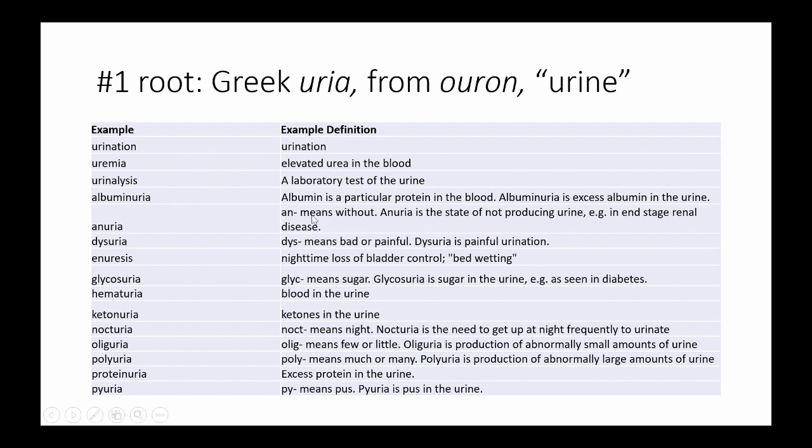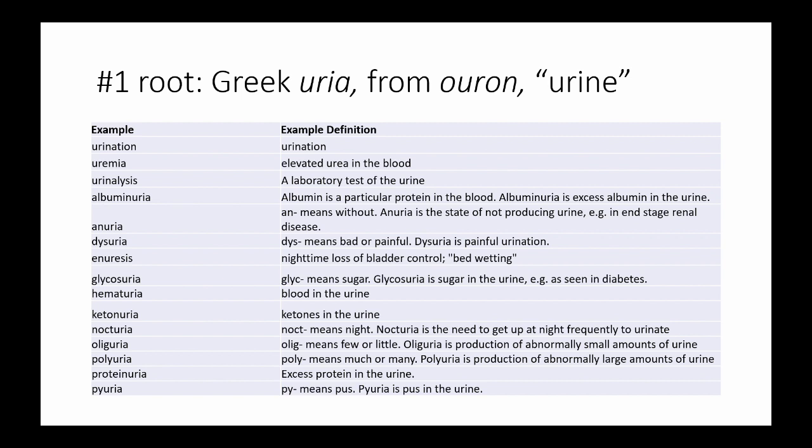Anuria means the state of not producing urine, coming from the root an, meaning without, so without urine. This can be seen in end-stage renal disease. Dysuria is painful urination and includes the root dys, meaning bad or painful. Enuresis is nighttime loss of bladder control or bedwetting. Glycosuria is sugar in the urine, which can be seen in diabetes. Hematuria is blood in the urine. Ketonuria is ketones in the urine.